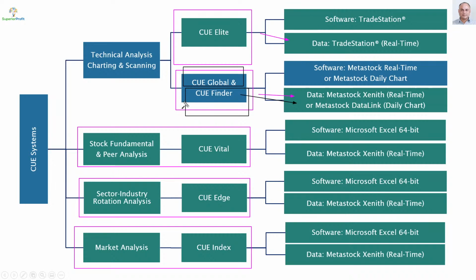QFinder helps us find trades based on real-time scans, and it is also integrated with the other Q systems. Therefore, from QFinder, you may look up a chart using QGlobal or look up a chart using QElite using TradeStation's radar and charting systems. You can also navigate from QFinder to QVital to look up the stock's fundamental strength.